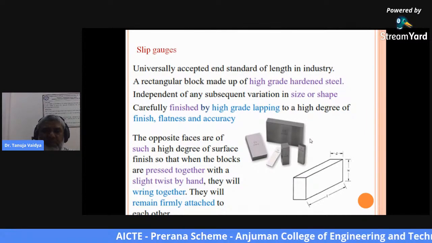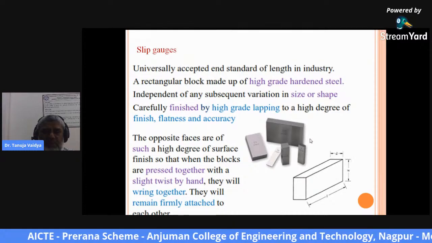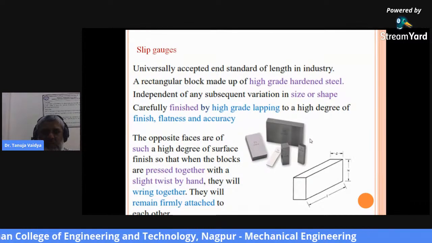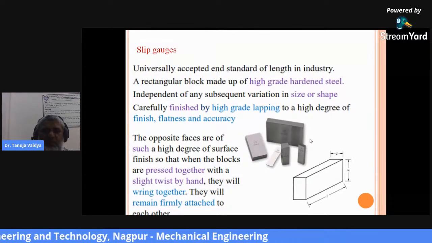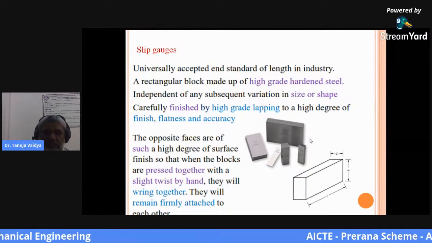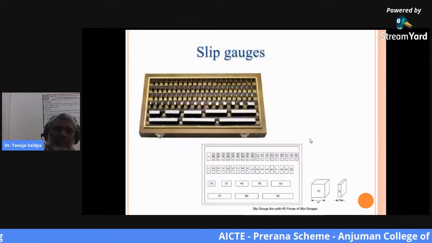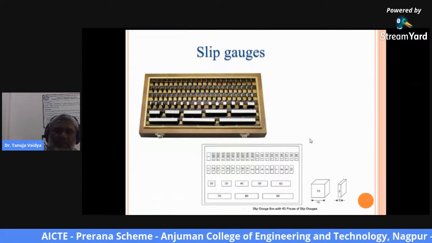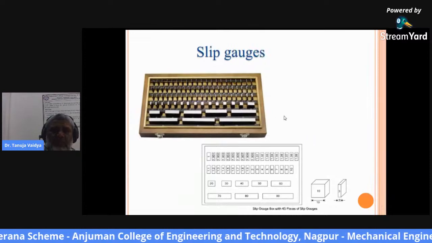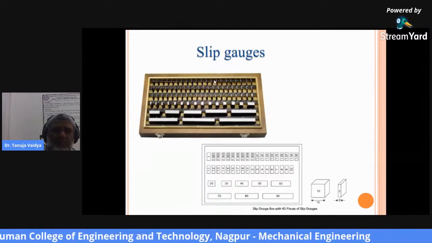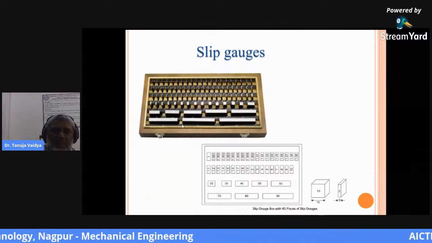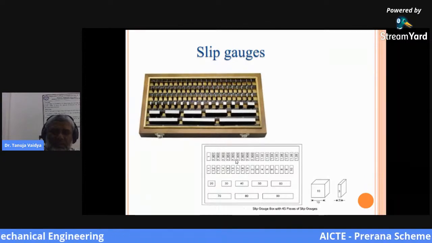The opposite faces have such a high degree of surface finish that when the blocks are pressed together with a slight twist by hand, they will ring together. They will remain firmly attached to each other. That's the way these slip gauges are used. This is a figure which shows different slip gauges placed in the sockets. These are all the slip gauges of various heights which are available in the slip gauge set.